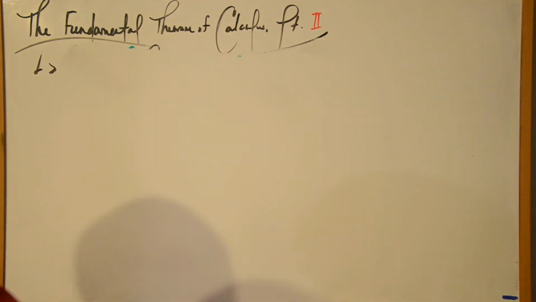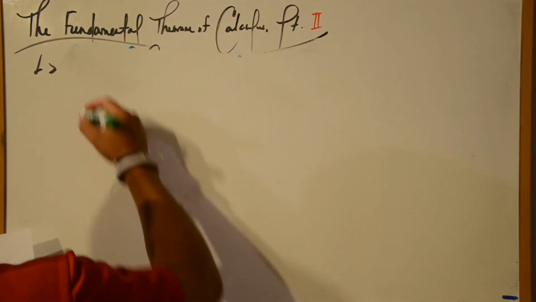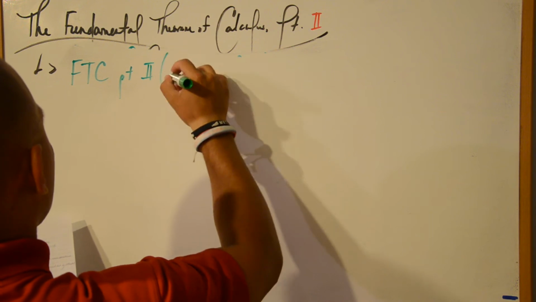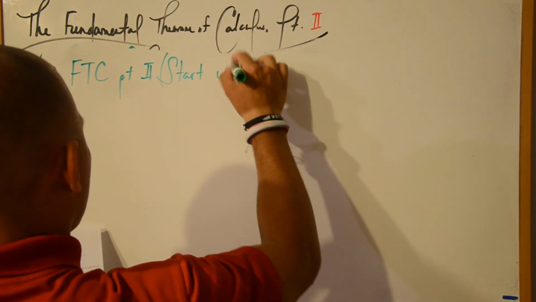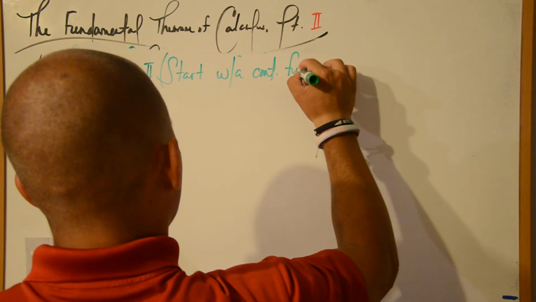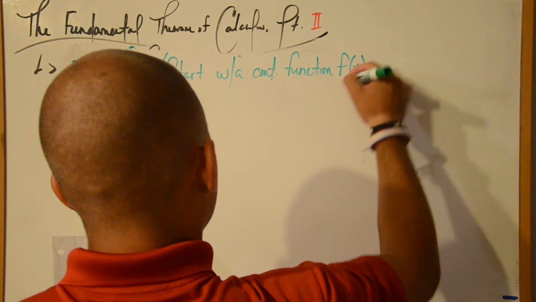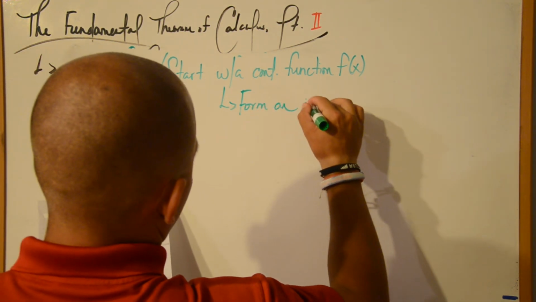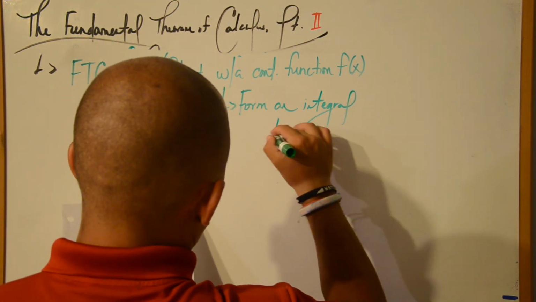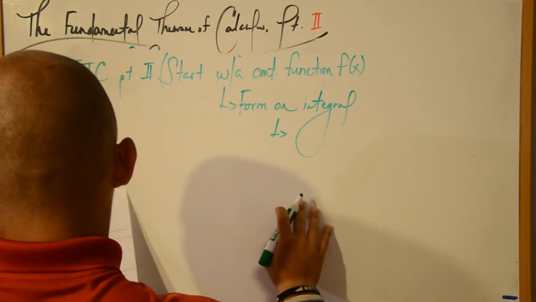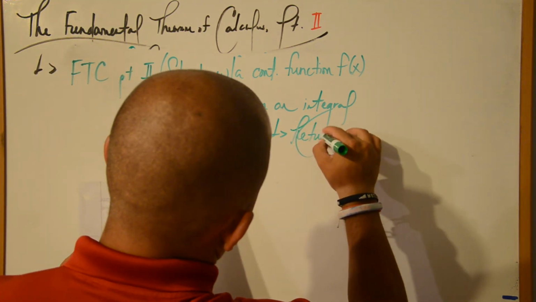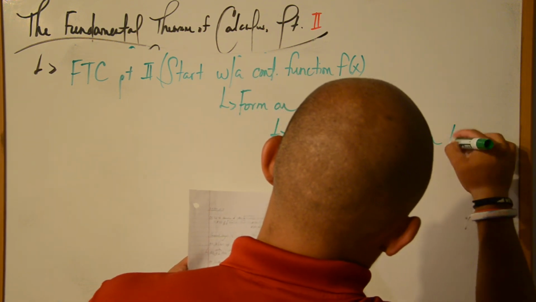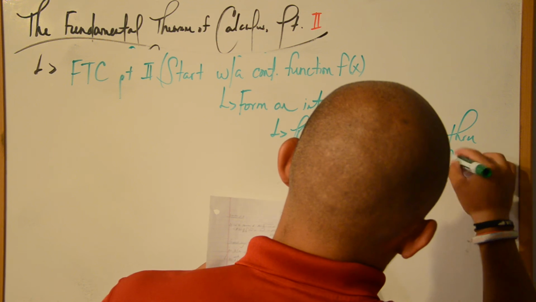Let's just talk about this conceptually real quick. Okay, FTC part 2. We start with a continuous function f of x, and then we make ourselves form an integral, and from there we return the original function through differentiation.